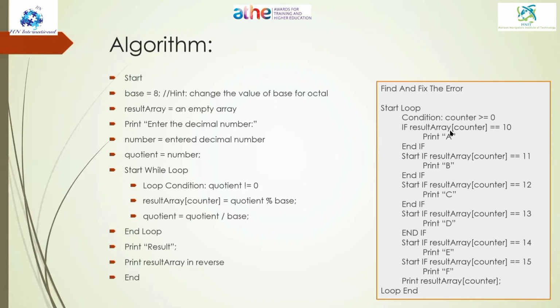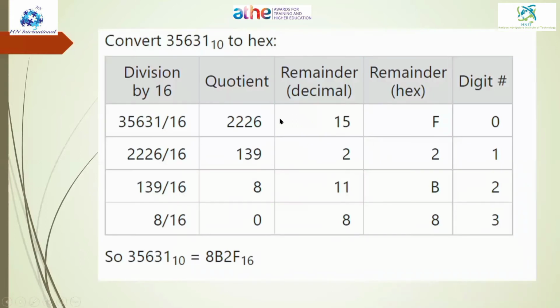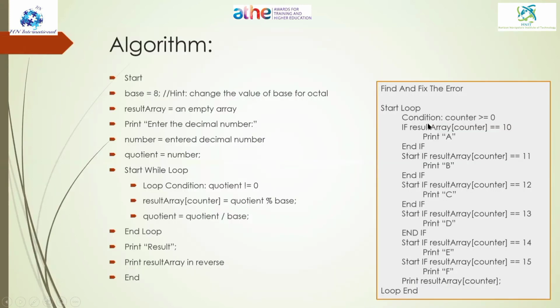What it is doing is checking the array value. If this is 10, we should print A. Let's go back. See here, the remainder is 10 or bigger, so we should convert it into the corresponding letter. That's what we're doing here. We are checking that if the value stored in the array is 10, we should print A. If it is 11, we should print B, and so on. Now in this algorithm there is a little error. Can you guys spot it?